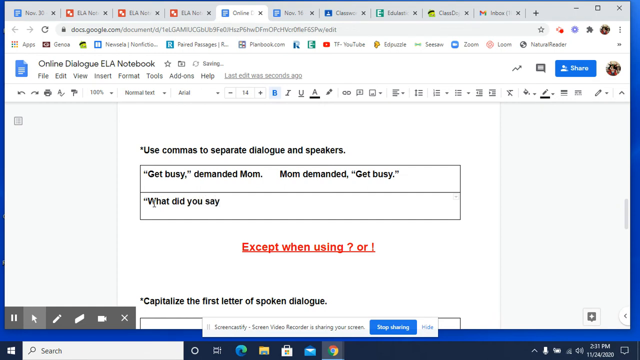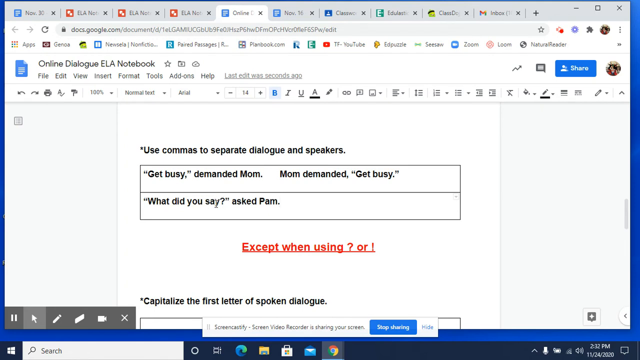And now instead of a comma, because we're asking a question, we're going to do a question mark and then the quotation, space. Now this is still the same sentence, so we do not capitalize it. Asked Pam. And then we put the period for the end of the sentence. Okay. So, "What did you say?" asked Pam.